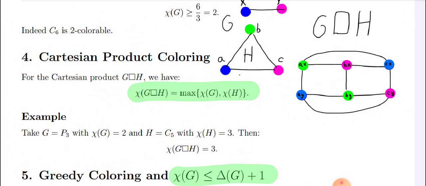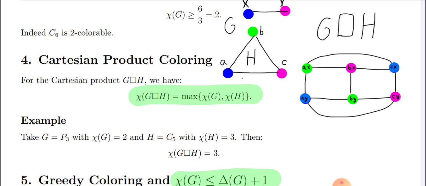So if you take our path P3, which needs 2 colors, and our 5-cycle C5, which needs 3. The Cartesian product of the two, P3 □ C5, will need max(2, 3), which is 3 colors. The 5-cycle's complexity just dominates. It's a really powerful result for any kind of system built on orthogonal or independent dimensions.